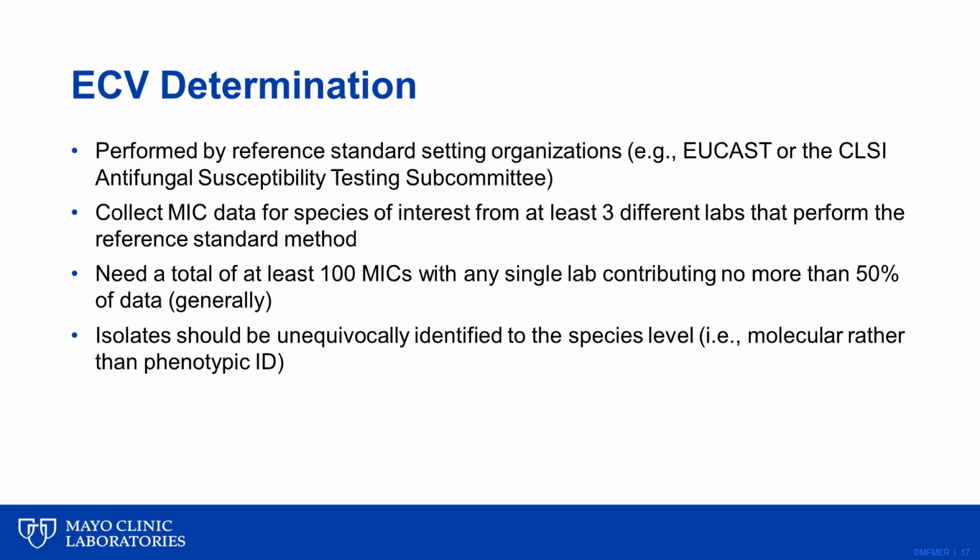Having more than 3 laboratories contributing MIC data from larger numbers of isolates adds additional confidence and robustness to the ECV value determination. The isolates tested need to be unequivocally identified to the species level, and this is most often done using molecular identification methods such as DNA sequencing, rather than using phenotypic identifications like microscopic morphology, because morphology can be misleading. Obtaining the needed MIC data for at least 100 isolates of the more common yeast species is reasonably easy to do, but it can be quite challenging to obtain 100 well-characterized isolates of some of the less common species, and that's one of the reasons why ECVs are only available for certain genera and species of yeast at this time.